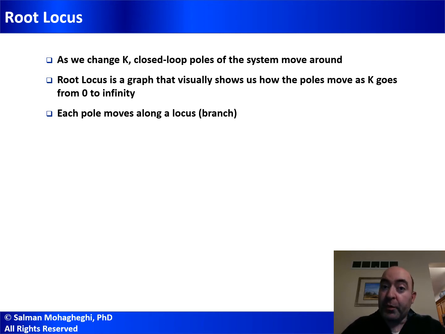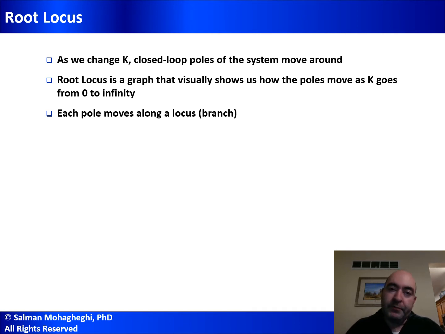And more importantly, do they move around while staying in the open left half plane, or do they start creeping into the right half plane, hence making the system unstable? One thing you have to remember is for a system that has n closed loop poles, each pole will start moving along a particular trajectory. Each trajectory is referred to as a branch or a locus. So root locus will give us multiple trajectories, multiple branches, multiple loci, indicating where the poles are moving around as I increase k from 0 to infinity.